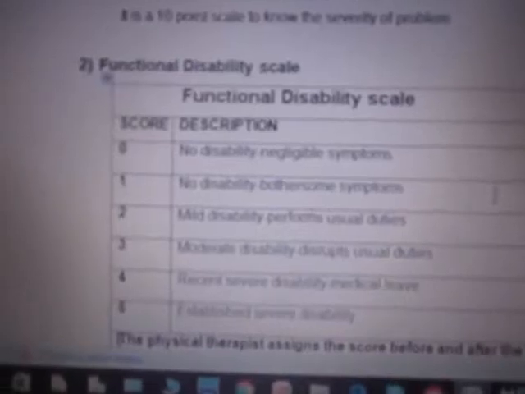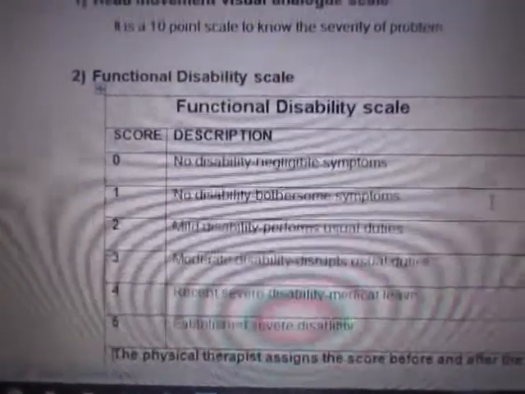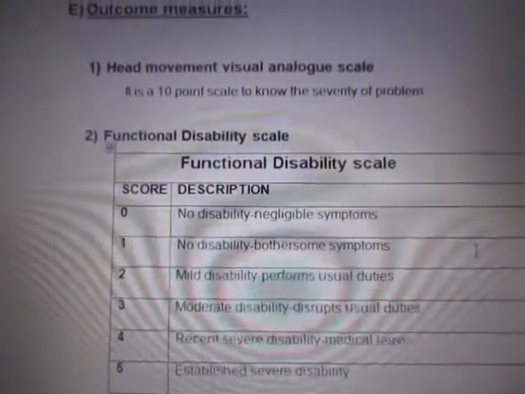Next, moderate disability, disrupts usual activities. Disrupts means it will affect you. You can't come by car on your own. You need some friend to get you here, and you can't get into the lift alone. You need someone's help. Okay, understood?